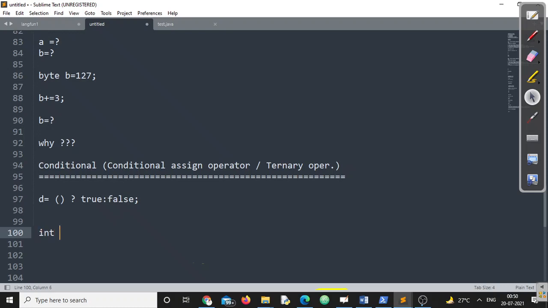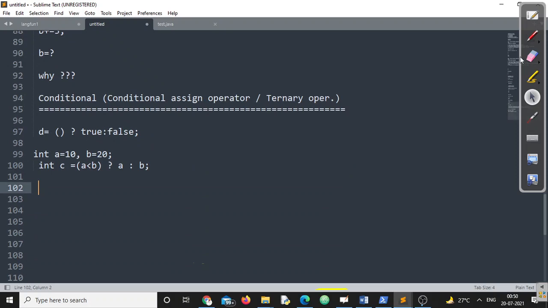Suppose I am writing int C is equal to, listen very carefully. Suppose prior to this I have written A is equal to 10, B is equal to 20. Now I want to store the minimum value among both the numbers into C. Got my requirement? So how can I write? I can write A less than B. If A less than B is true, which one is the smallest one? The smallest one is always the first one, right? Otherwise, the second one. This is how we'll go.